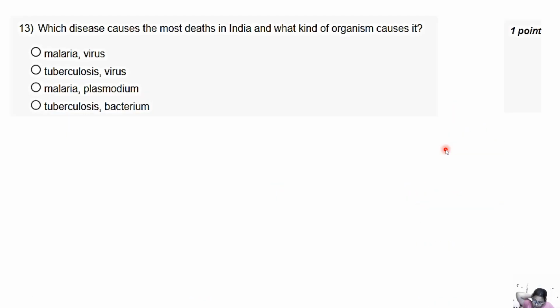Okay, moving on to the next question for today: which disease causes the most deaths in India, and what kind of organism causes it? Anybody?